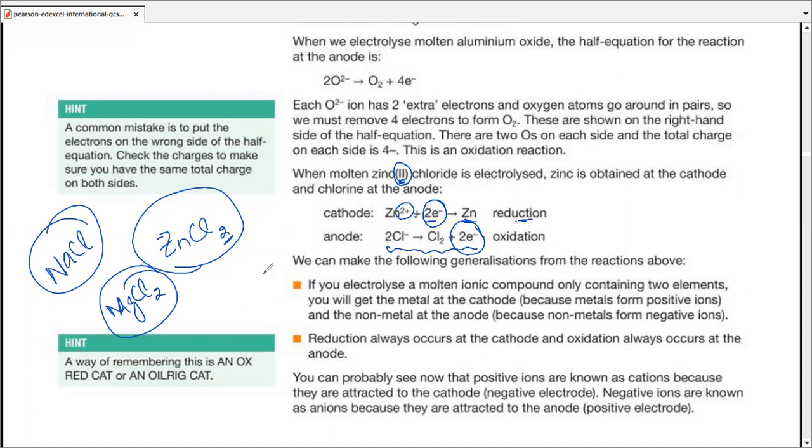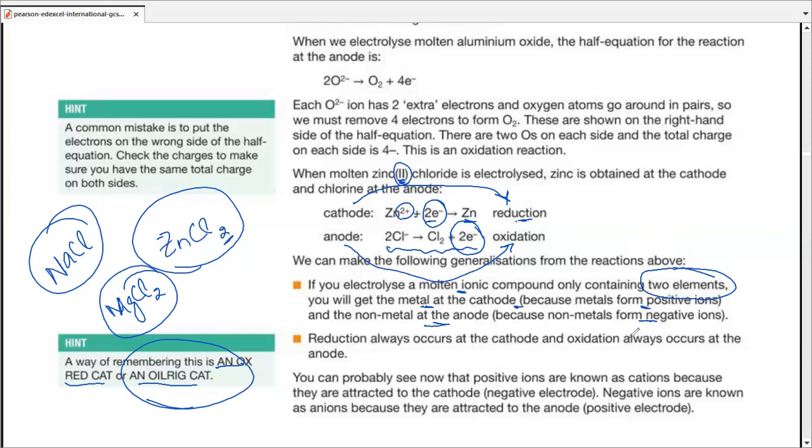Another hint, as a good way of remembering, is OIL RIG and AN OX RED CAT, so oxidation and reduction reactions can be understood in a similar way, right? Cathode, anode, oxidation, reduction, correlating this one with this one and this one with this one can be remembered by this. So other generalizations: if you electrolyze a molten ionic compound, only two elements, you'll get the metal at the cathode because metals form positive ions, and the non-metal at the anode because non-metals form negative ions. But there is an if: it consists of two elements.